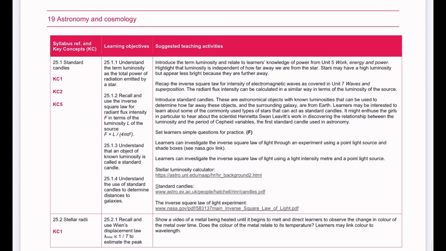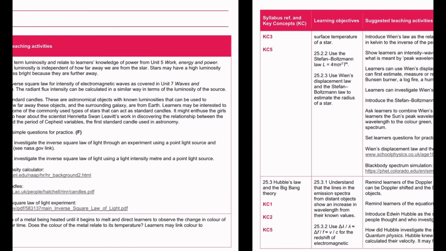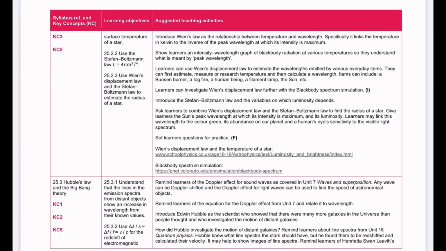25.1.3. Understand that an object of known luminosity is called a standard candle. 25.1.4. Understand the use of standard candles to determine distances to galaxies. Key concept 25.2. Stellar radii. Learning objectives. 25.2.1. Recall and use Wien's displacement law, λ_max ∝ 1/T, to estimate the peak surface temperature of a star.